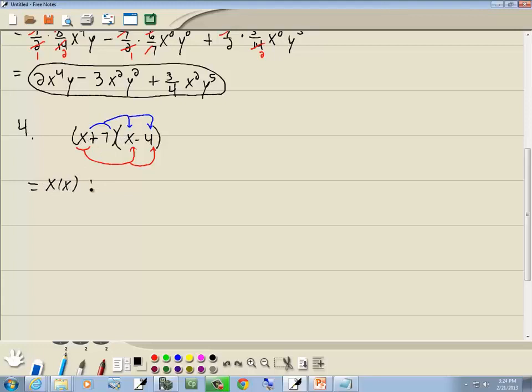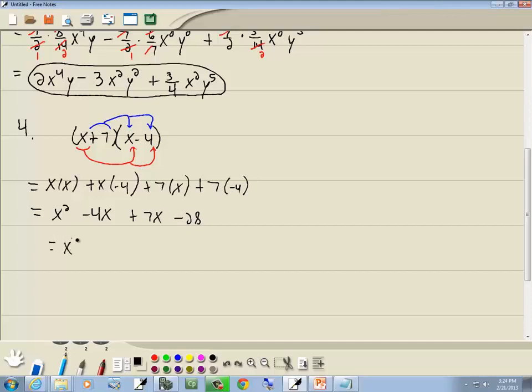We'll take x times negative 4, 7 times x, and 7 times negative 4. Well, x times x is x squared. X times negative 4 is negative 4x. 7 times x is 7x. And 7 times negative 4 is negative 28.